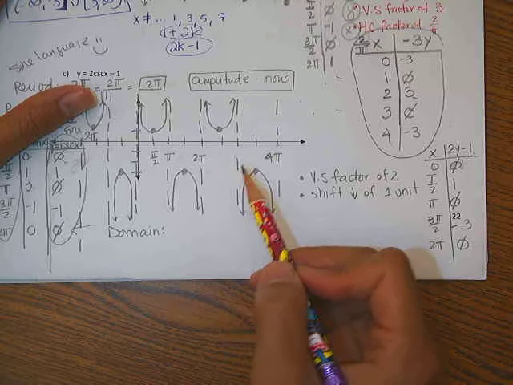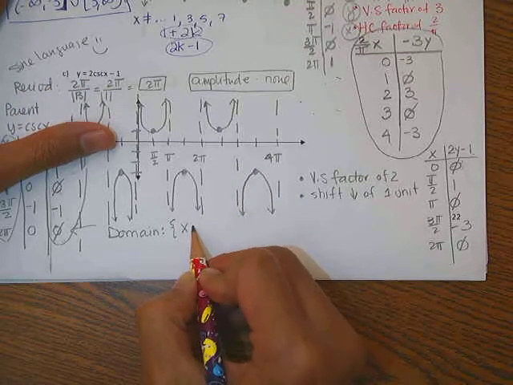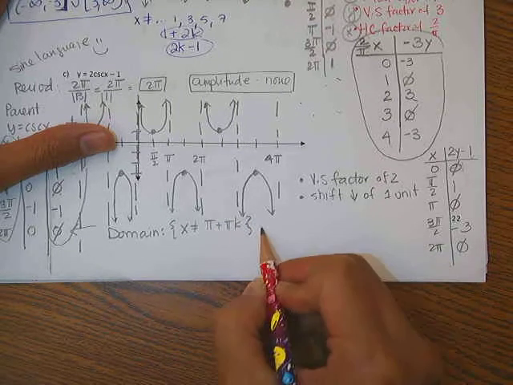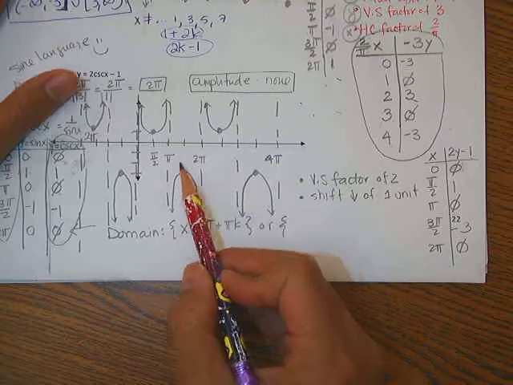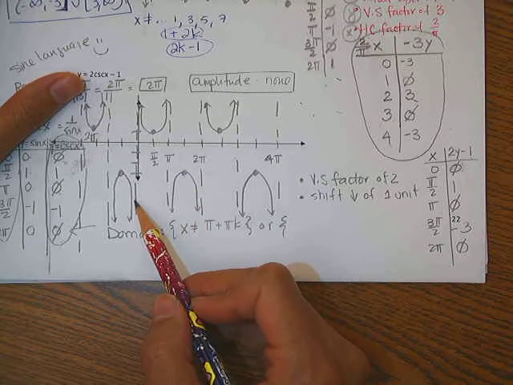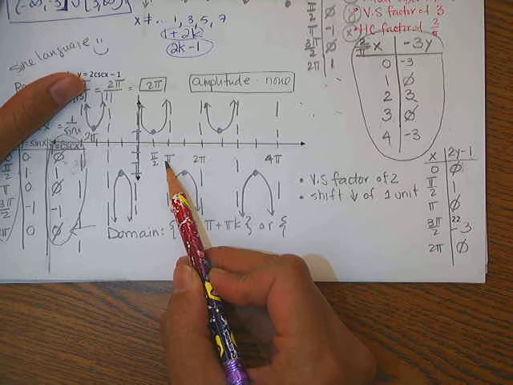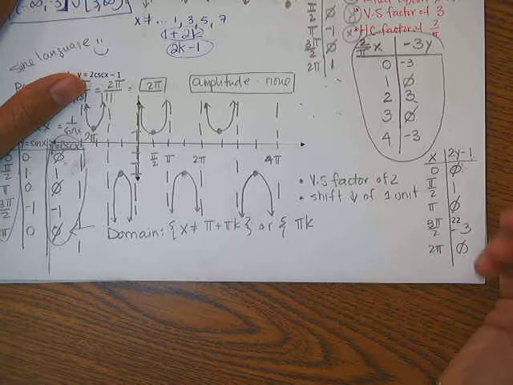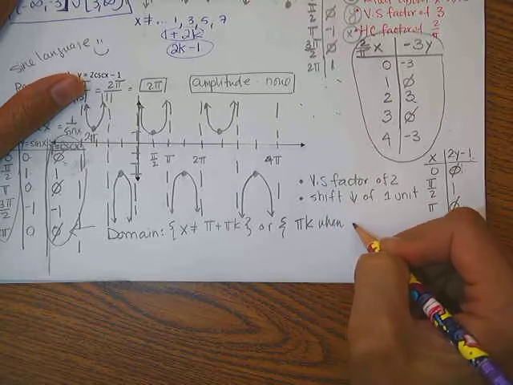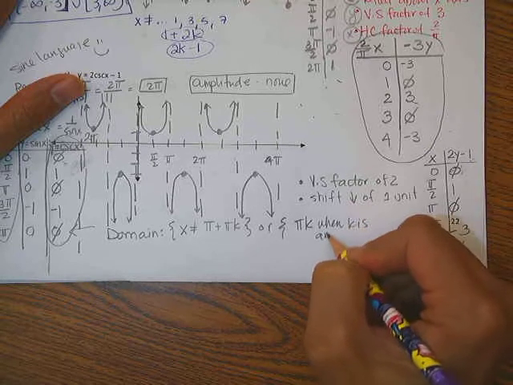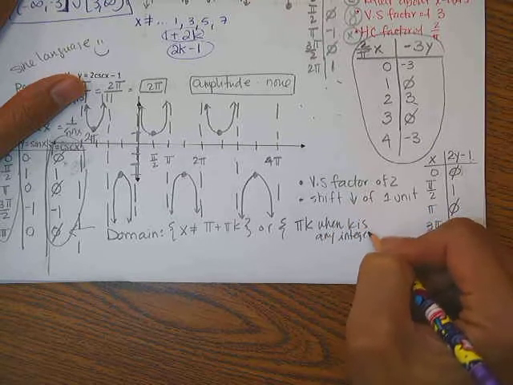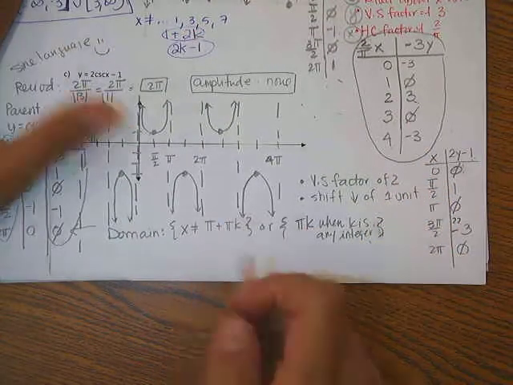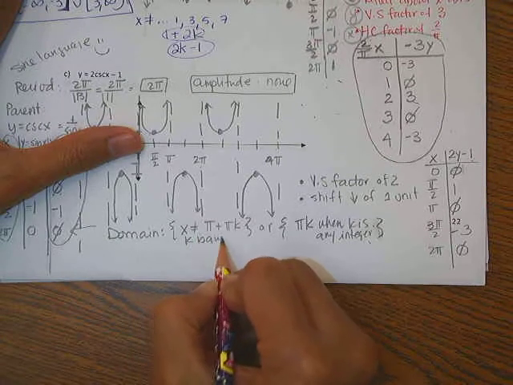So you can do a couple of things. You can say, hey, the domain is all real numbers excluding pi plus pi k. That is one of the choices. Or you can do, hey, when I multiply this by 1, I get 1. When I multiply by 2, I get 2, or 3, and 4. So you can do pi k. Okay? Pi k when k is any integer. Same thing over here. K can be any integer as well.